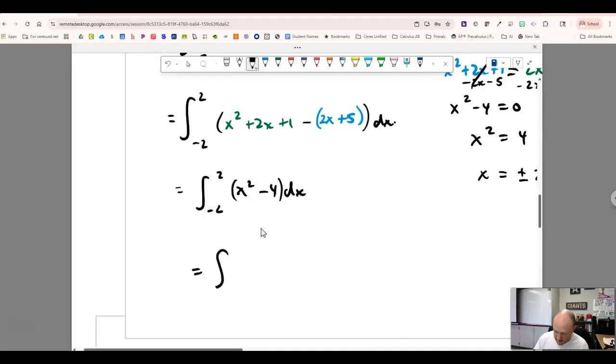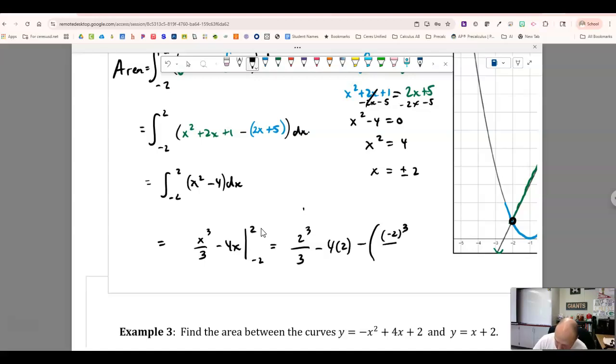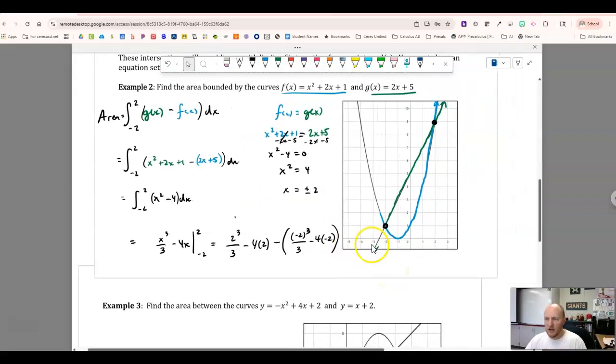And I can go ahead and evaluate this. So I get x cubed divided by 3 minus 4x, evaluated from -2 to 2. Here, definitely make sure you mind your parentheses. 2 cubed divided by 3 minus 4 times 2, minus, and I'm going to put this in big parentheses here, we have -2 cubed, put that in parentheses, divided by 3, minus 4 times -2. And there is your answer. Okay? So, area between two curves, top minus bottom, very, very important.